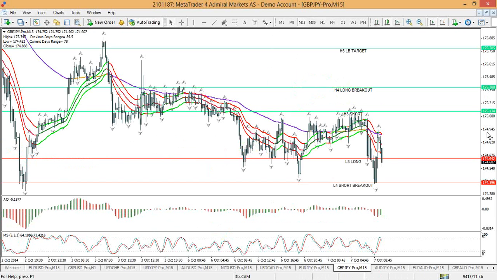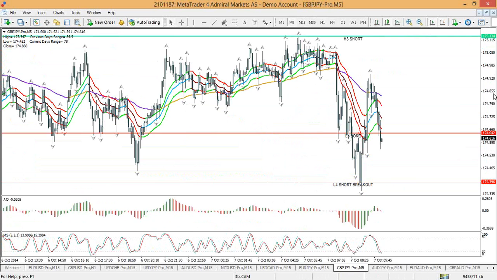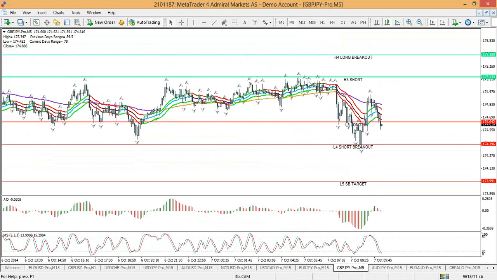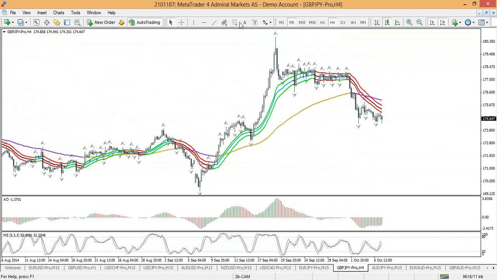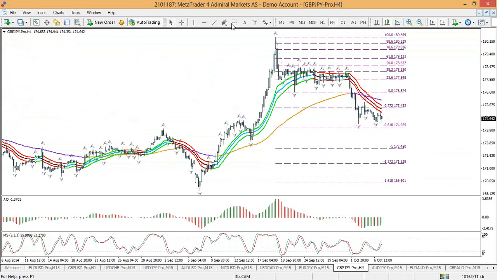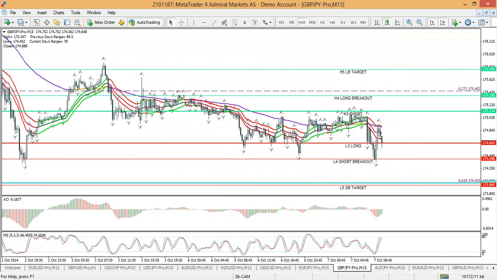And probably even looks better than the pound yen. This could be a potential short with L5 as a target. Let me just check one thing. Let me put a fib on this very first correction. I want to see where the minus 618 target is. 174. So that's the target, I would say, 174 on the downside. Where's that blue line? That blue line corresponds exactly with the L5. That would be the target.